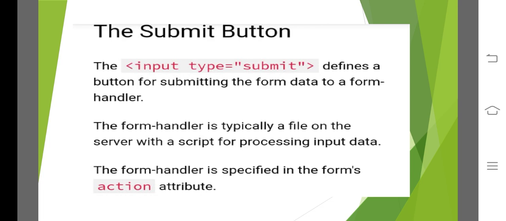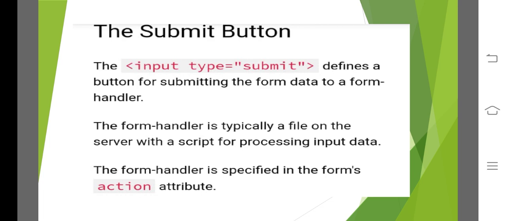In the last lecture we learned the input tag. In that, type is the attribute. Type equal to text is written for the text field, and password is written for the password field. But for the submit button we write type equal to submit. It defines the button for submitting the form data to the form handler. Typically the form handler is a file on the server with a script for processing the input data.